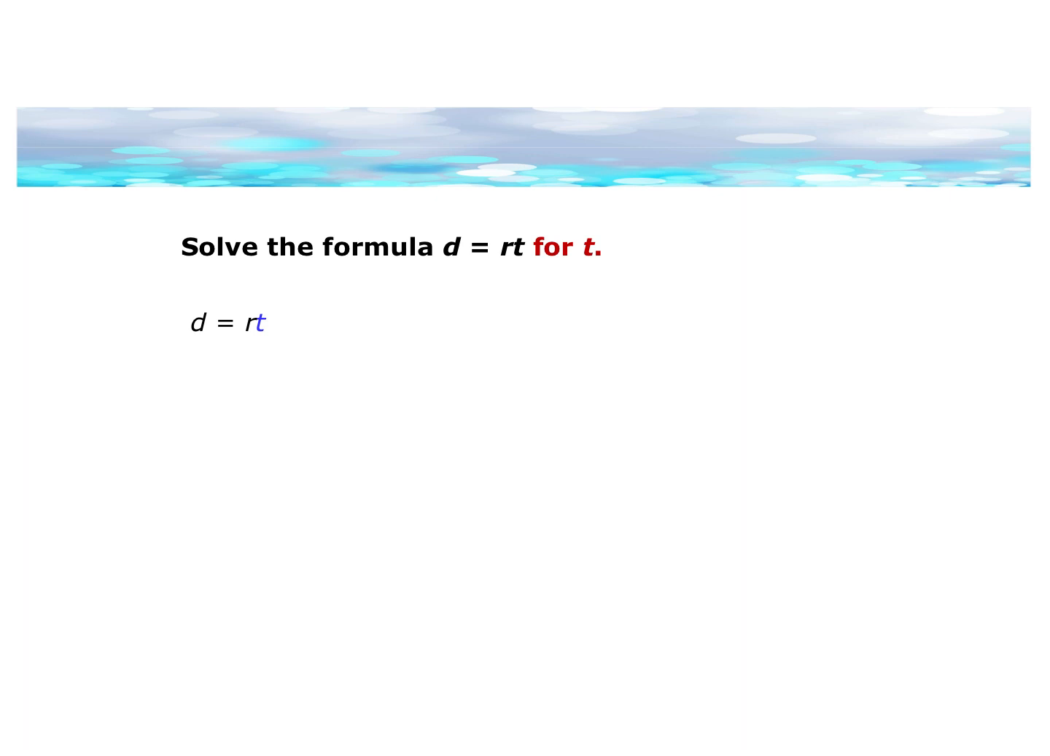Please pause this and try to solve. Okay, let's hope you guys paused it. The number is being multiplied, so I'm just going to divide by r, as they're asking us to solve for t. T equals d over r.